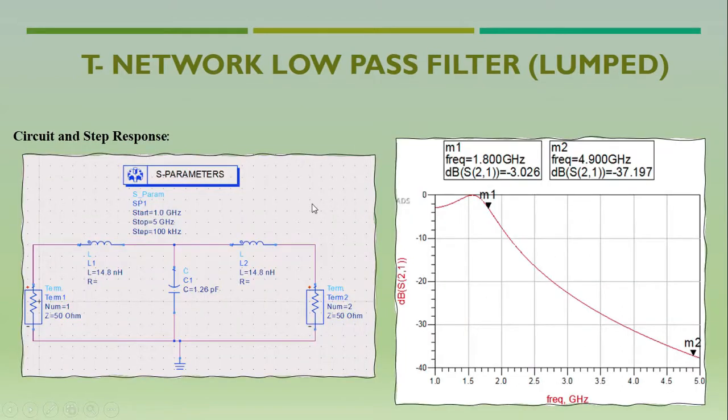Next, okay, this is our circuit design. We design with 1 GHz until 5 GHz with step 100 kHz. So the T circuit is like this for a low pass filter, and we get the response at the cutoff frequency 1.8 GHz at 3 dB. So this circuit is correct because at 3 dB it must be the cutoff frequency, and our attenuation is 30.197 dB at 4.9 GHz.